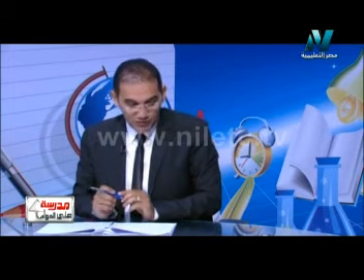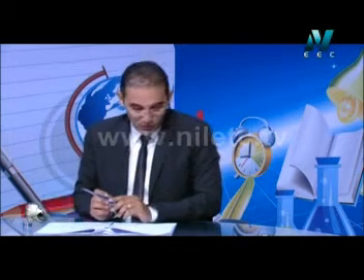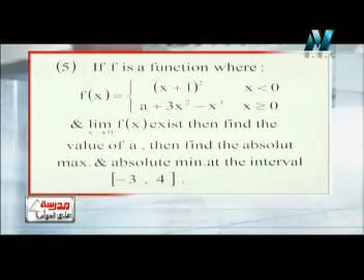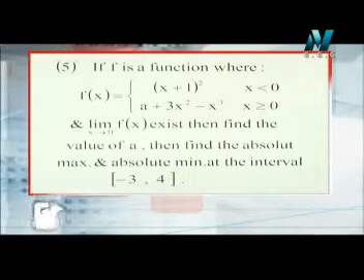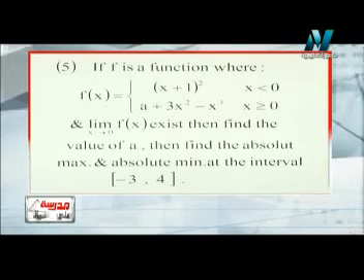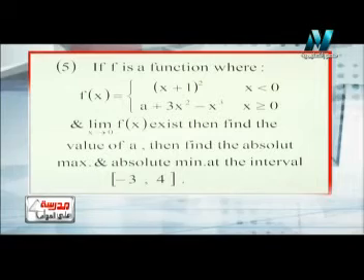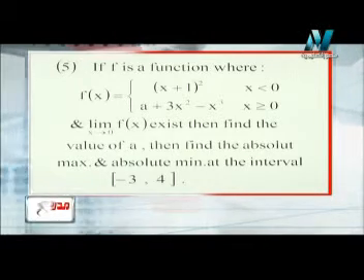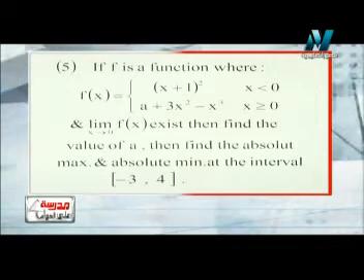I think we have enough time to discuss one more problem. Number 5. If f is a function where f of x equals (x plus 1) all power 2 when x is smaller than 0, and a plus 3x power 2 minus x power 3 when x is greater than 0, and the limit of f of x when x tends to 0 exists, then find the value of a and find the absolute maximum and absolute minimum on the interval negative 3 to 4.